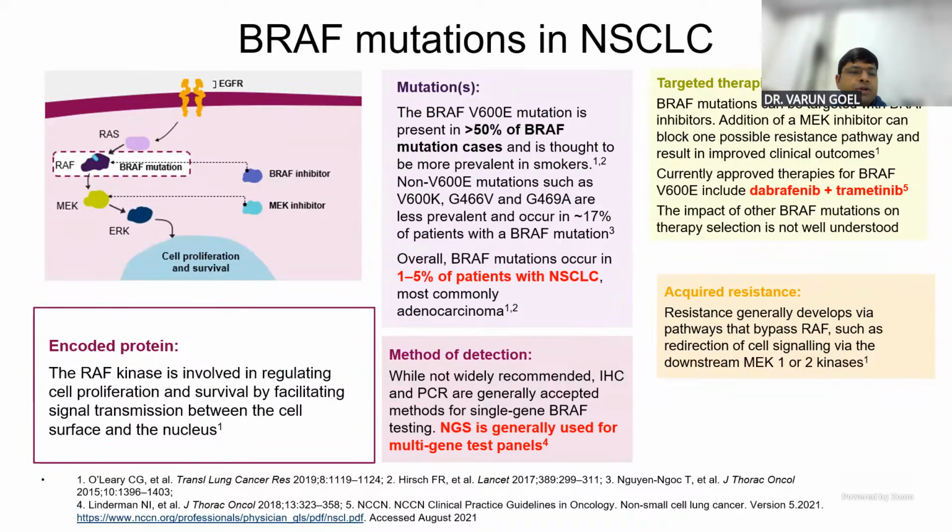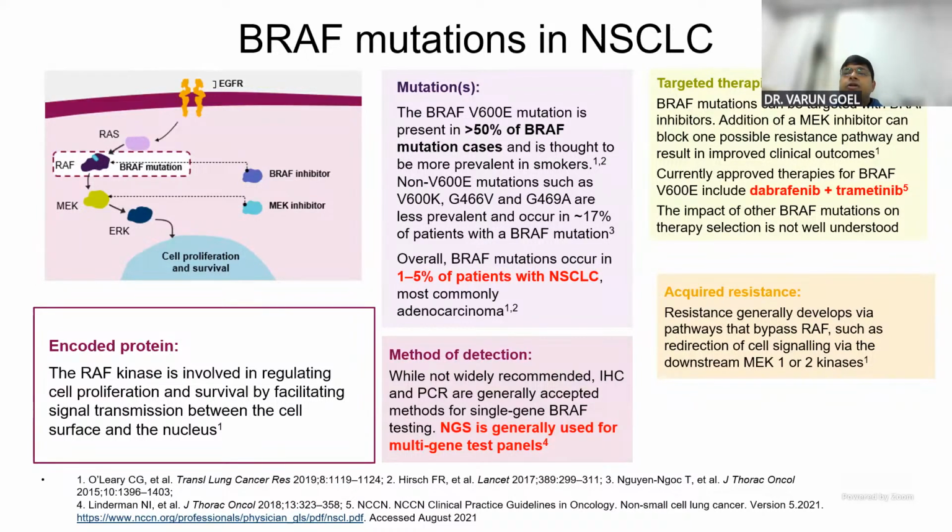Regarding BRAF mutation, this RAF kinase is involved in regulating cell proliferation and survival by facilitating signal transmission between the cell surface and nucleus. The BRAF V600E mutation is present in more than 50% of BRAF mutation cases and is thought to be more prevalent in smokers. Non V600E mutations like V600K and G469A are much less prevalent, occurring in only 17% of patients with BRAF mutation. Overall, BRAF mutation occurs in 1 to 5% of NSCLC patients, especially in adenocarcinoma.